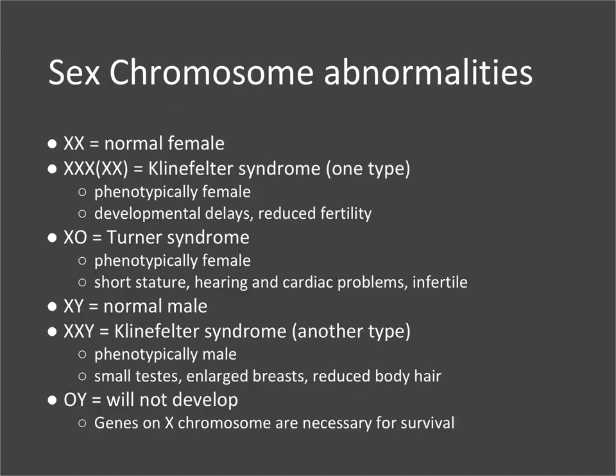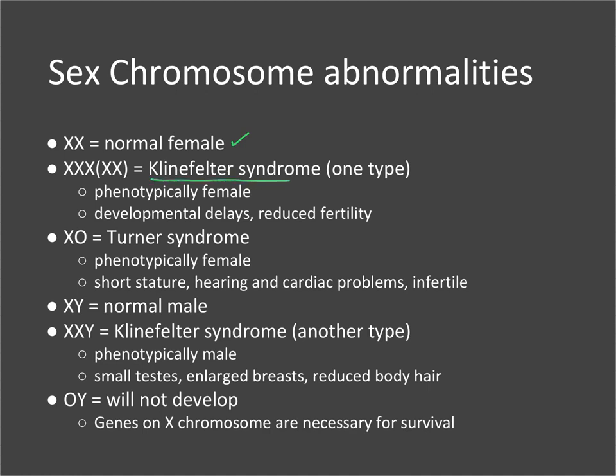It's also possible for an individual to inherit an abnormal number of sex chromosomes, and sometimes it causes problems and sometimes it doesn't. So let's take a look at these possibilities with regards to inheriting sex chromosomes. So we've already established that 2 X chromosomes gives us this kind of normal female development. However, sometimes an individual might inherit extra X chromosomes, and so it could be 3 X chromosomes, or in rare cases, it could be 4 or 5 X chromosomes. And this is known as Klinefelter syndrome.